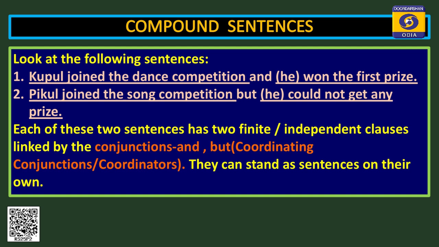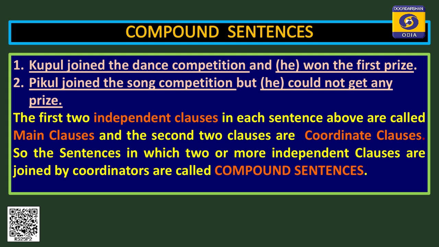So, what is a compound sentence? The first independent clauses in each sentence, you see, are main clauses and the second clauses are coordinate clauses. A sentence in which two or more independent clauses are joined by coordinators is called a compound sentence. So, my dear students, this is most important.